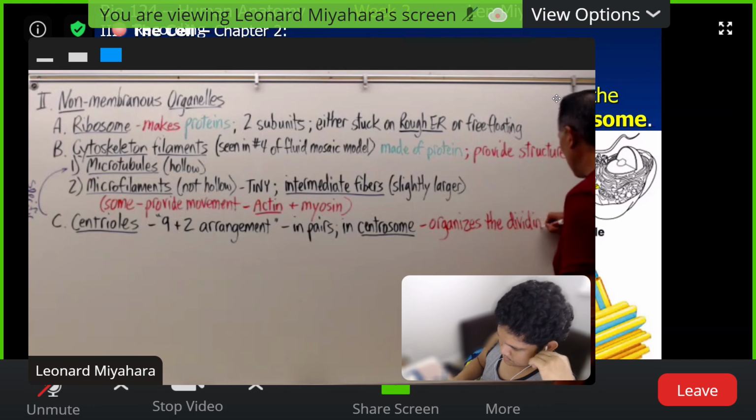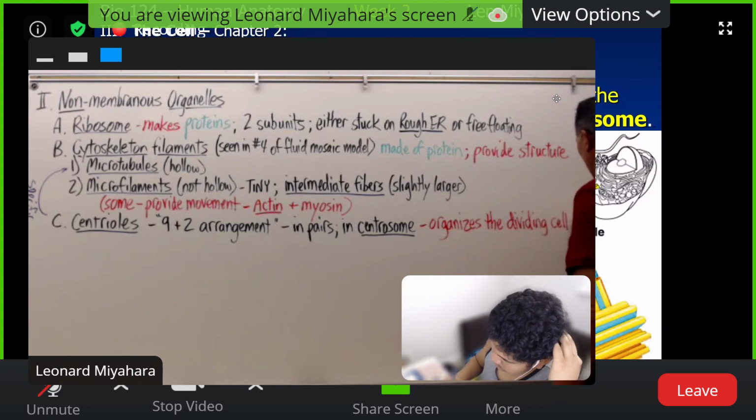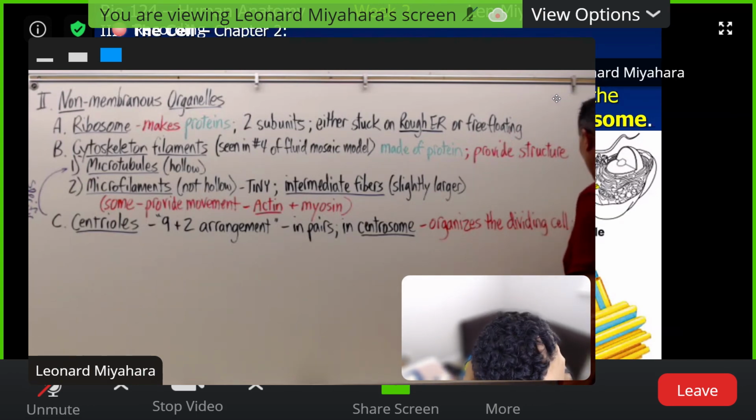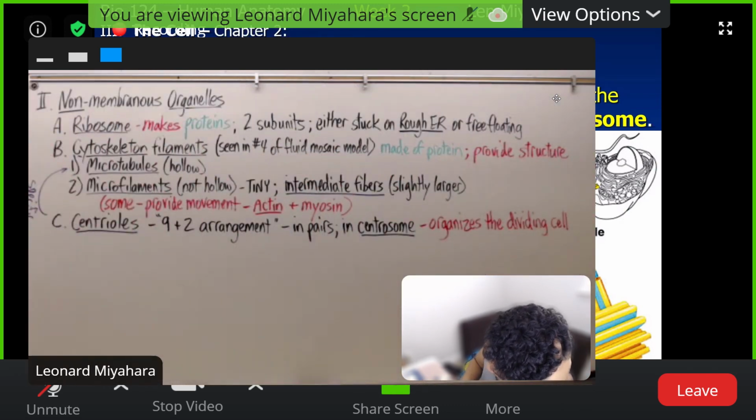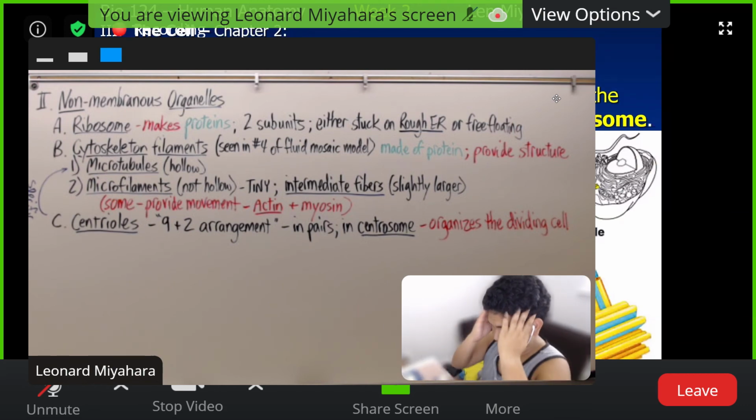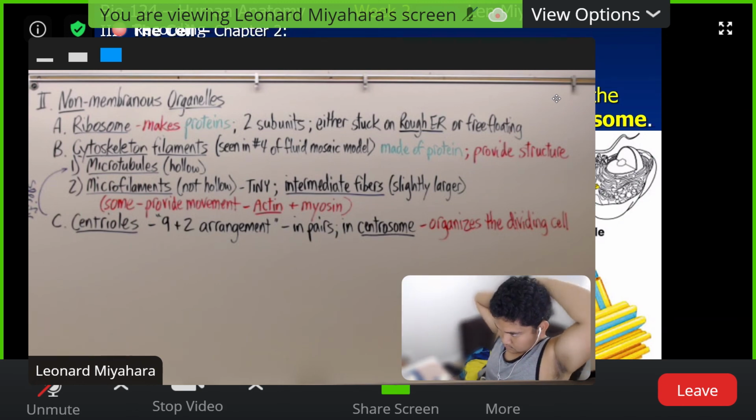When a cell is about ready to go into cell division, the centriole pairs that have already been duplicated will migrate to opposite ends of the dividing cell, establishing the poles, like this. Centrosome with a centriole pair here, centrosome with a centriole pair here. These are the poles, and eventually all the chromosomes are going to be right in the equator.